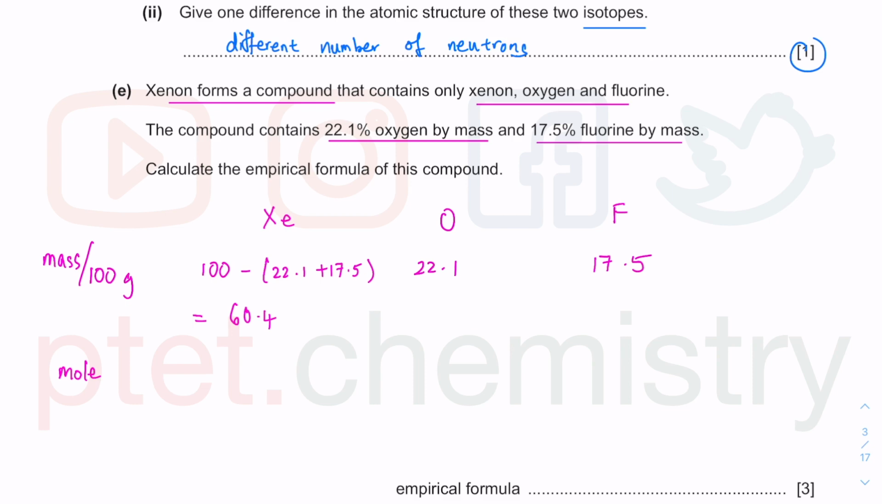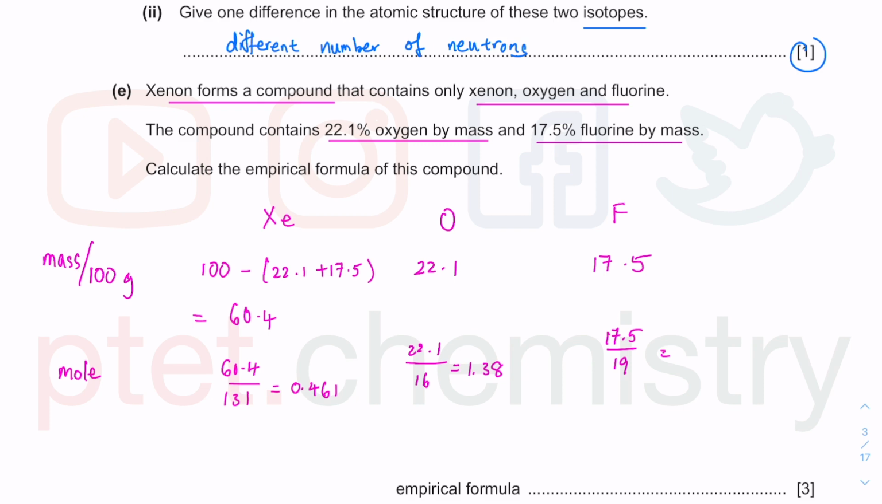So from the periodic table, in group 8, xenon has a relative atomic mass of 131. So 60.4 over 131, 22.1 over 16, 17.5 over 19. So evaluate these on your calculator. Write down the value, because you want to show the examiner you know what you're talking about. So that gives you 1.38.